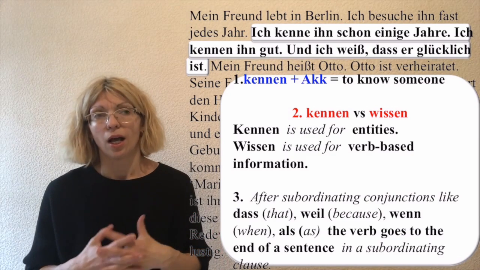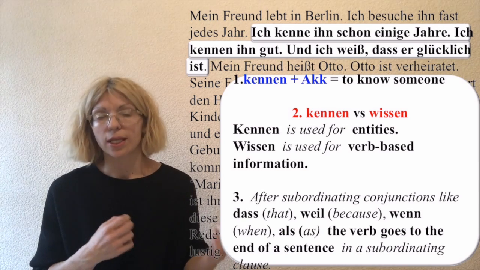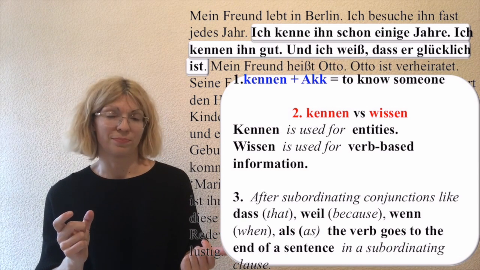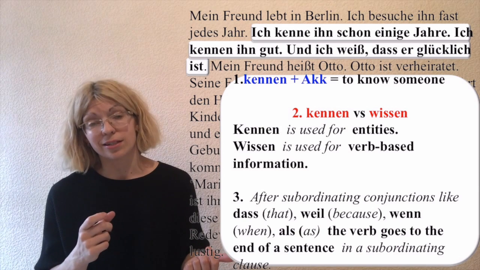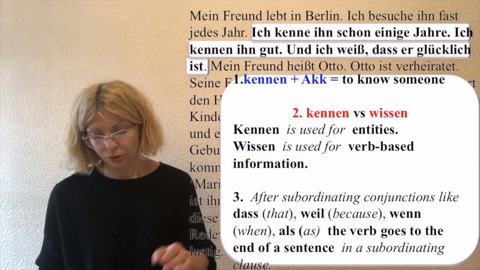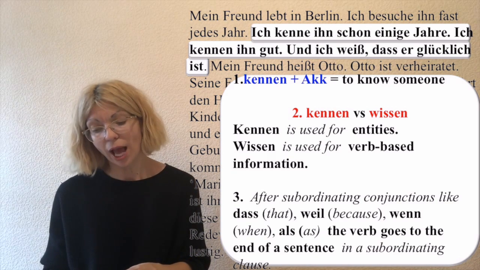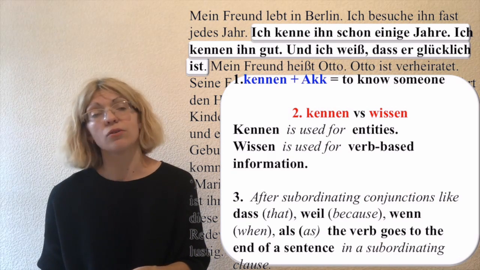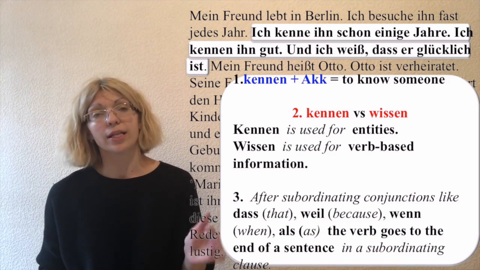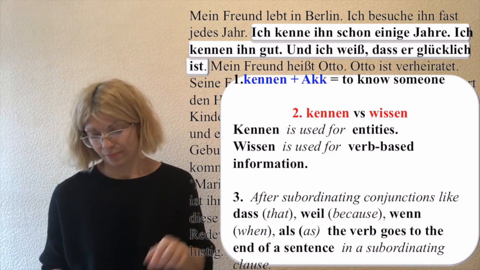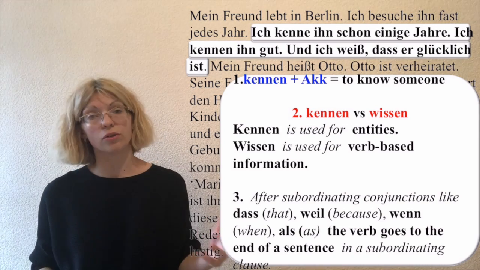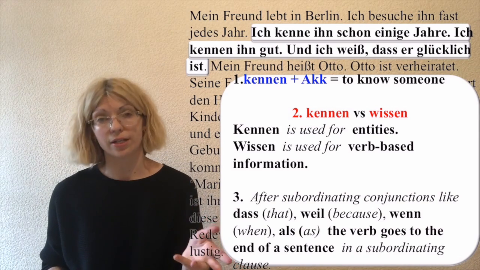Well, you can use wissen for the verb-based information, and you can use kennen for the entities. Like in our examples, please take a look. Ich kenne ihn schon einige Jahre. There is no other verb, only kennen. So we can use kennen here. The next sentence, ich kenne ihn gut. There is no other verb, only kennen.